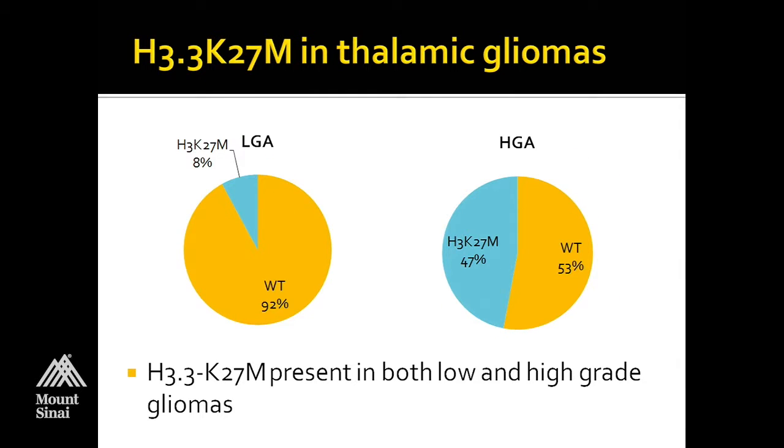If we look in the thalamus, about 50% of high-grade astrocytomas in the thalamus, and this is a pediatric population, are going to have the histone mutation. But even within our low-grade astrocytomas, something that looks like a diffuse astrocytoma grade 2, about 10% of them will have a histone mutation if it's present in that location. So it's important to think about it, and Ari mentioned this as well, even if you have a low-grade glioma.